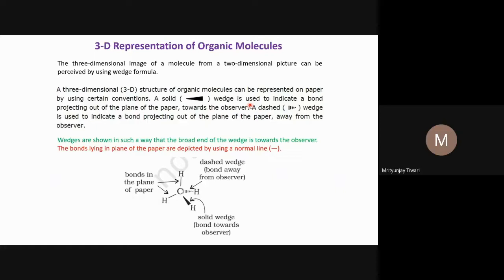And tetrahedral geometry means three-dimensional geometry. And in the three-dimensional geometry, some of the atoms will be out of the plane. And how will you represent those atoms which are going out of the plane?